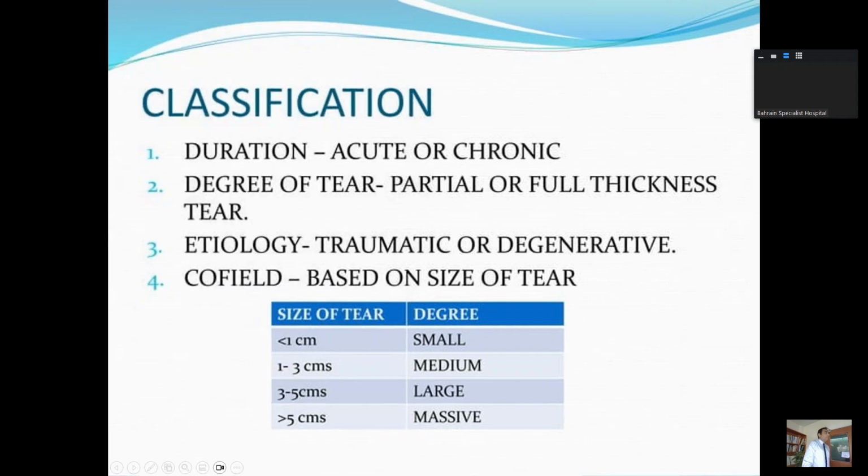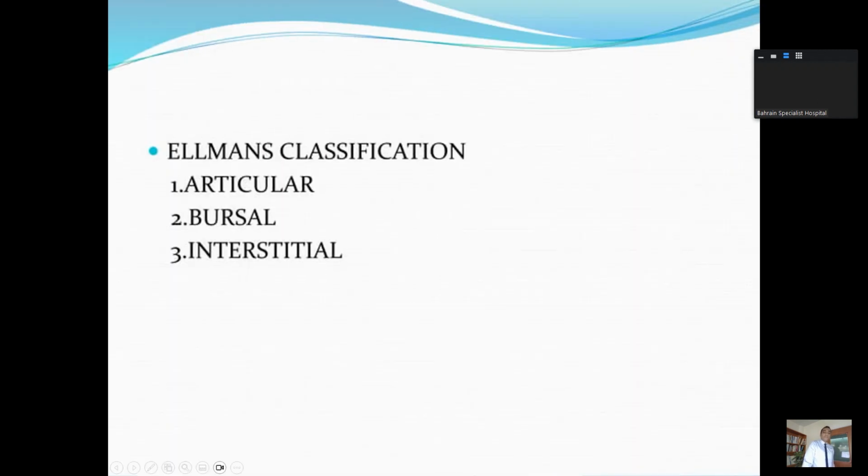Classification based on the duration: rotator cuff tears can be classified into acute or chronic tears. Based on the degree of tear, it can be a partial or full thickness tear. According to etiology, it can be a traumatic tear or degenerative tear. The degenerative tears are the ones associated with use of the shoulder joint, like age-related degenerative conditions. Based on the size, it can be classified into small, medium, large, and massive. The small is one which is less than 1 centimeter, and massive is more than 5 centimeters.